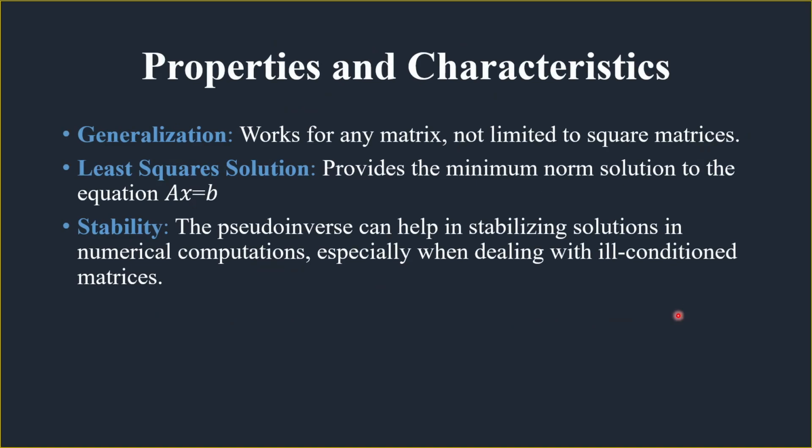What are the properties and characteristics? In generalization, it works for any matrix, not limited only to square matrices. You can use it on any dimension of matrix. You can use it on a column matrix, a row matrix, any kind of matrices. It is not limited to square matrices, like you only need a 2 by 2 matrix, or a 3 by 3 or 4 by 4 matrix. It is not limited, right? You can use this method on any kind of matrices.